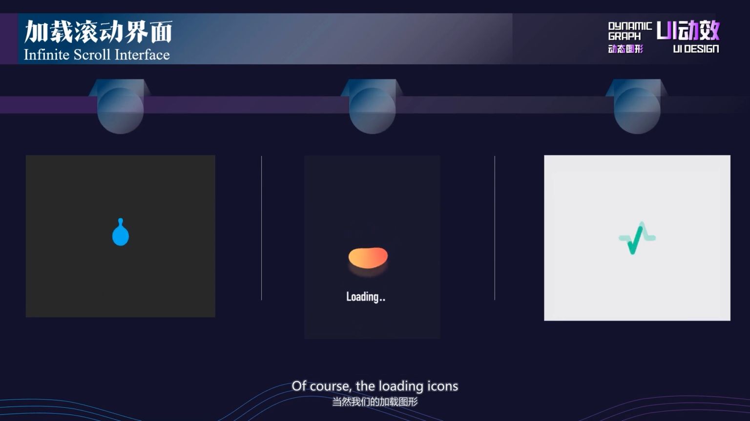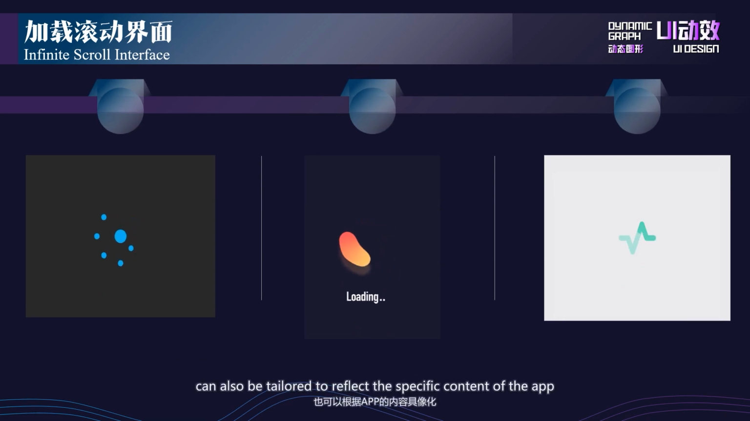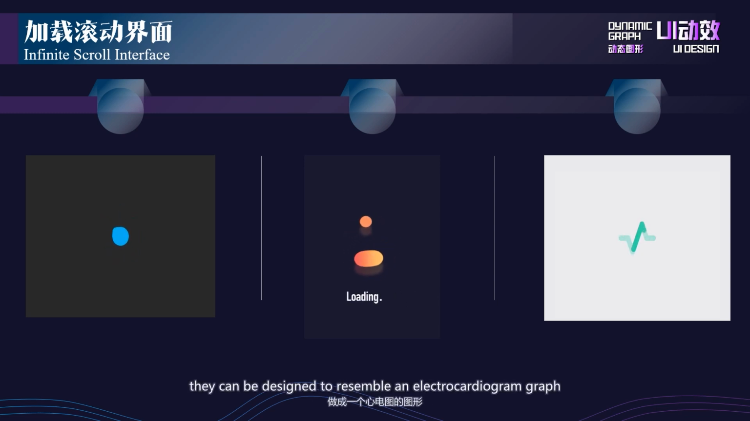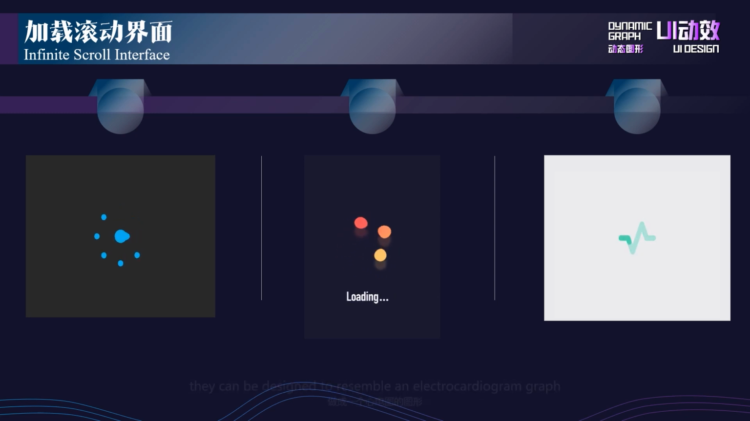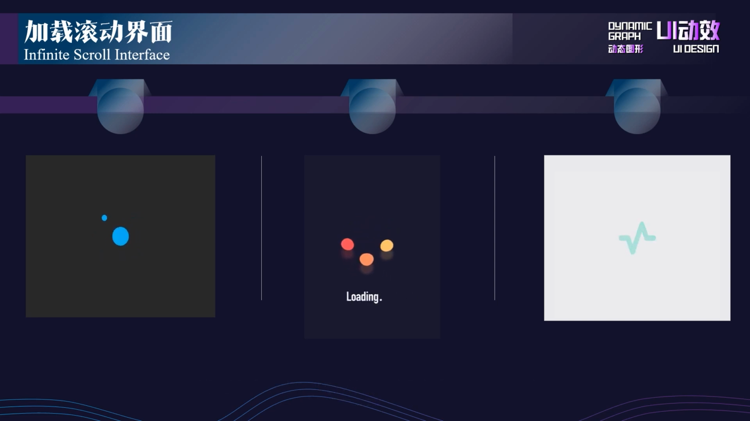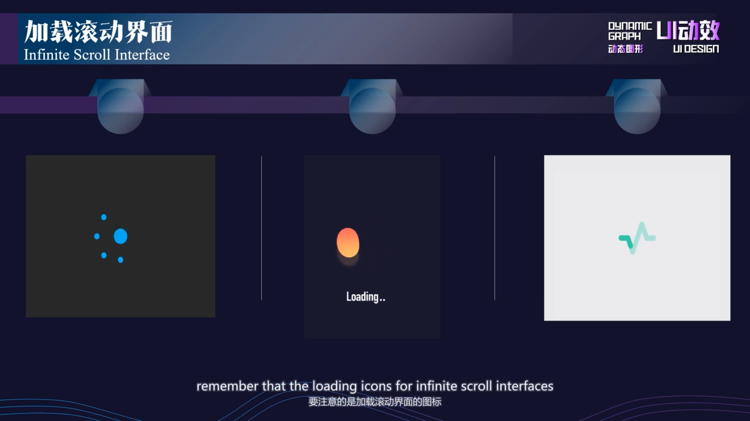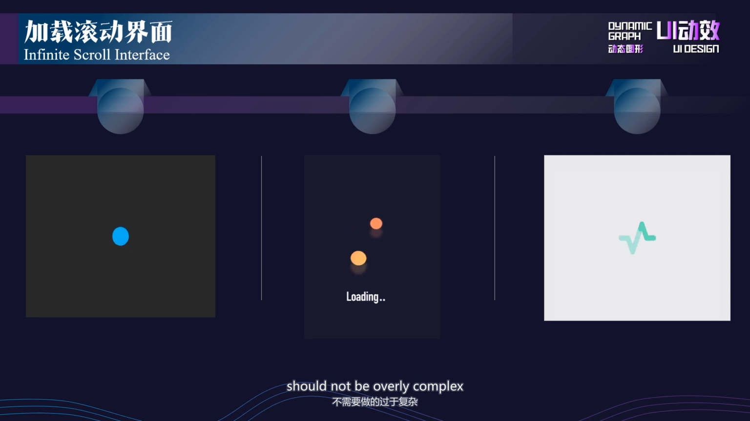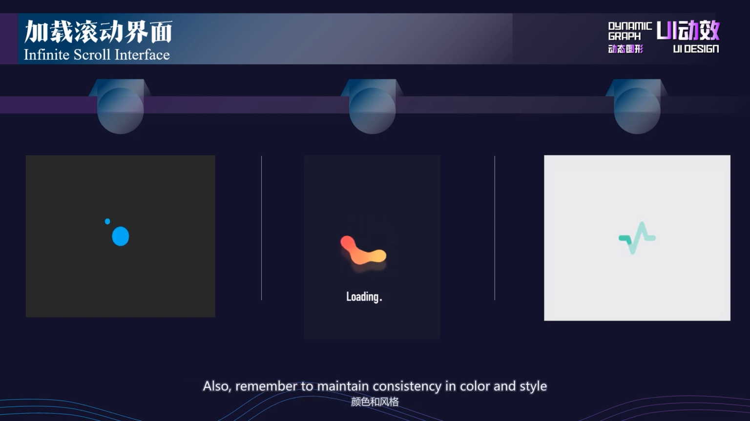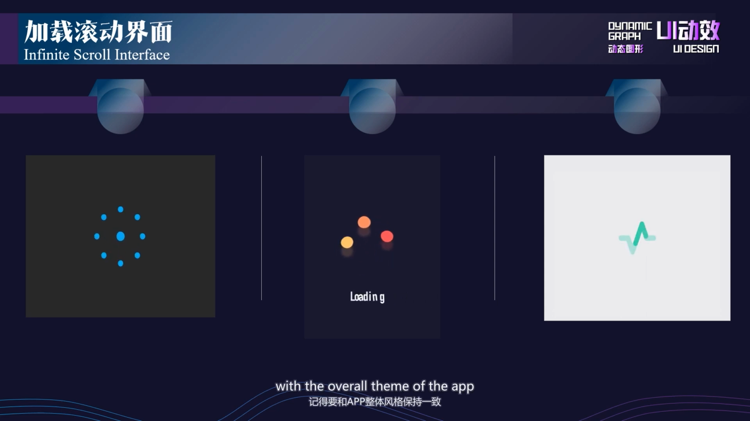Of course, the loading icons can also be tailored to reflect the specific content of the app. For instance, they can be designed to resemble an electrocardiogram graph. Feel free to unleash your imagination in the design process. However, remember that the loading icons for infinite scroll interfaces should not be overly complex. Simple and elegant designs with a touch of creativity will suffice. Also, remember to maintain consistency in color and style with the overall theme of the app.